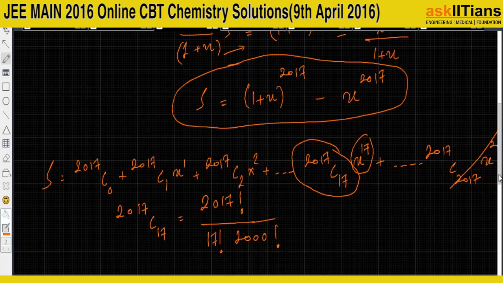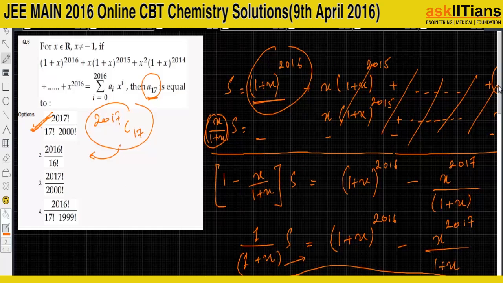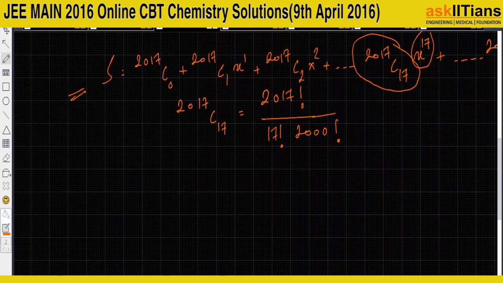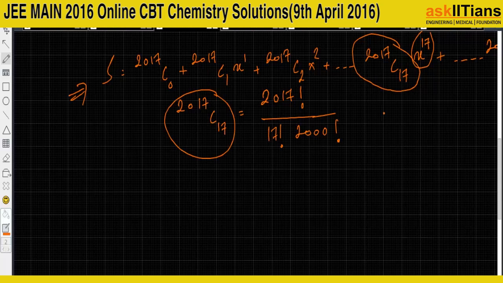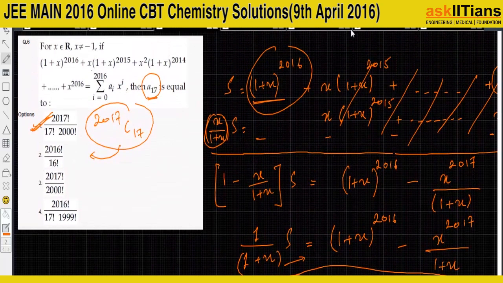So the correct answer for this question will be option 1. This is nothing but 2017C17. This will be the correct answer. So it was an easy question. After all, it gets simplified and comes out to be the simple binomial expansion of (1 + x)^2017. That's it. And in that they were asking the coefficient of x^17, so this will be the answer, simple. A simple question of binomial theorem.